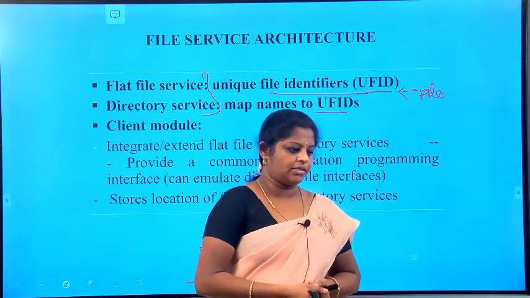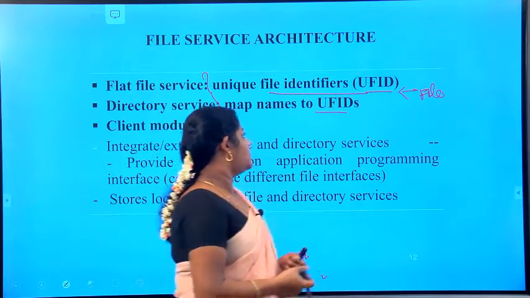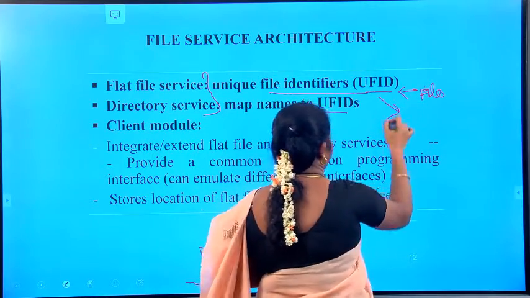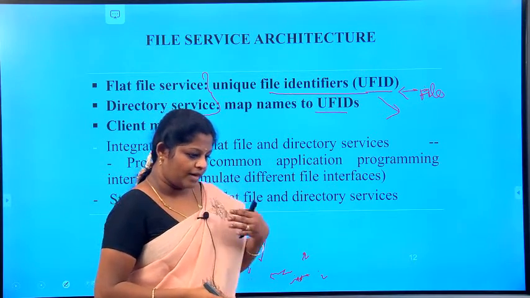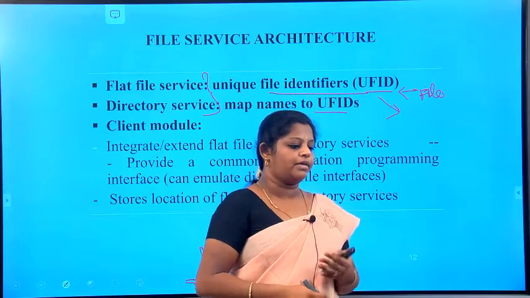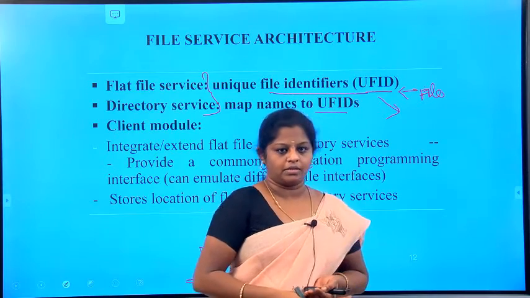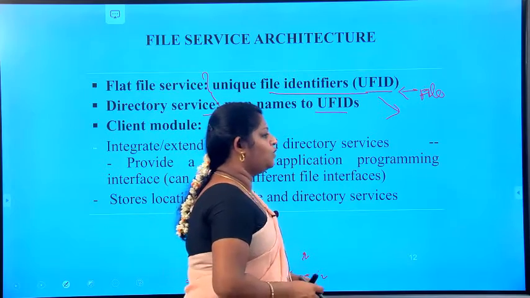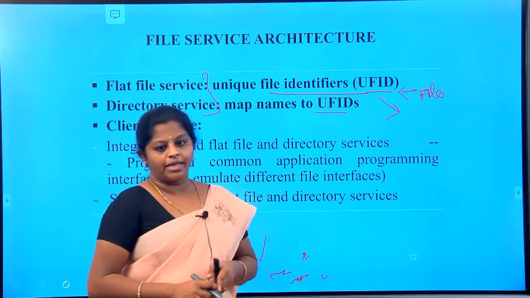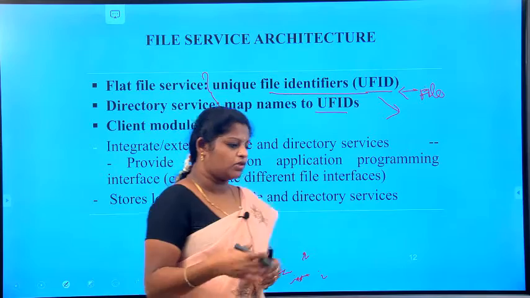Whenever the flat file service receives a request to create a new file, it needs to generate a new UFID, a new unique file identifier for it, and return that to the requester. So whenever a request comes in to create a new file with a new ID, that ID is returned to the requester.